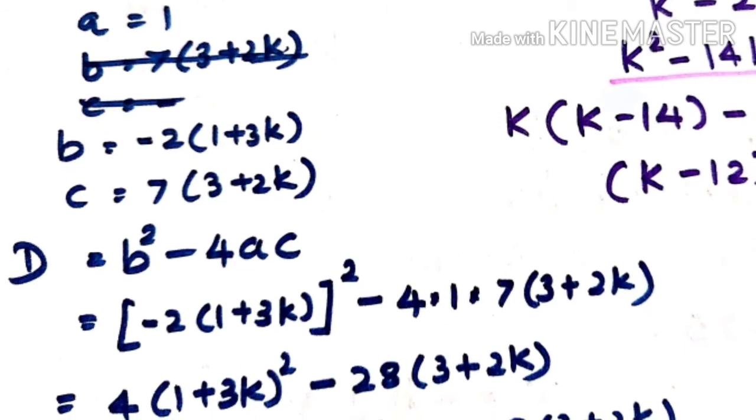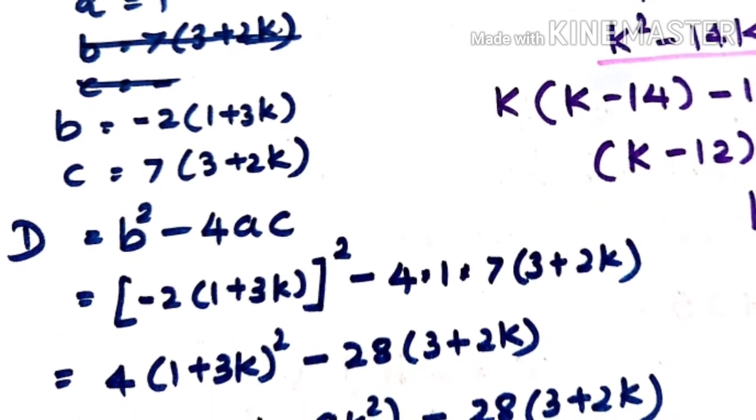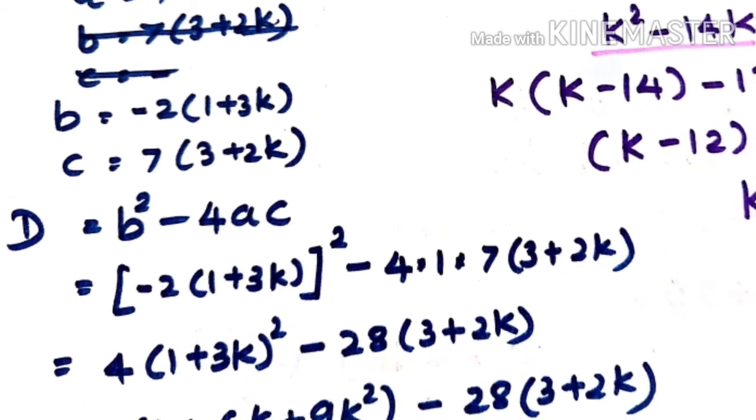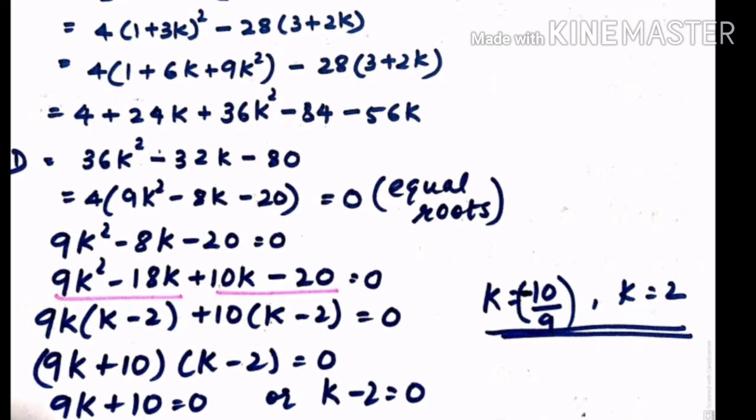So here minus 2(1 + 3k)² is 4(1 + 3k)² minus 7 fours are 28(3 + 2k). Okay, so now solving, (1 + 3k)² is 1 + 6k + 9k², that is (a + b)² type of expansion. And then again taking 4 + 24k + 36k² minus 84 minus 56k.